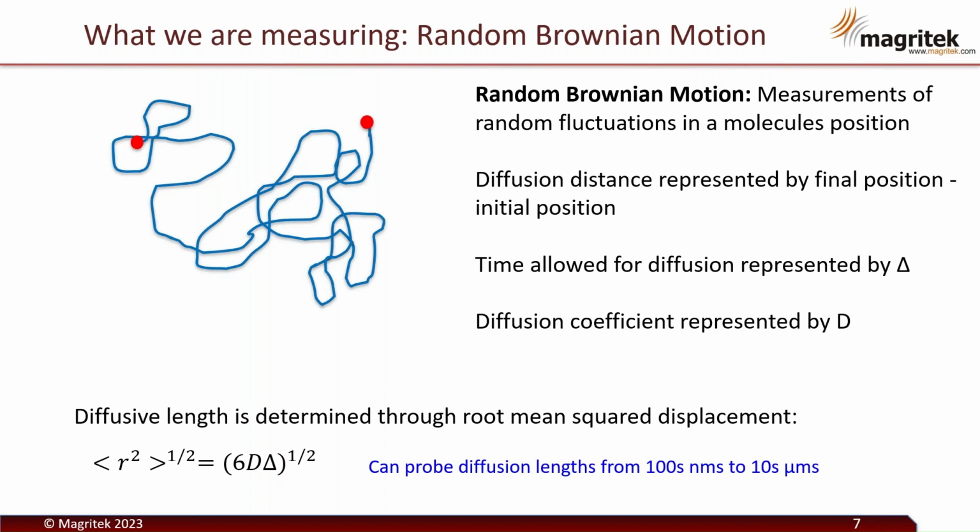From that, we can use diffusive length and determine that through a root mean squared displacement equation, in which if you know the diffusion coefficient and you know the time you allow for the diffusion to happen, that large delta coefficient, you can probe diffusion length scales using NMR that range from hundreds of nanometers all the way up to tens of microns, which fits in a nice range between some other widely used techniques for diffusion measurements.